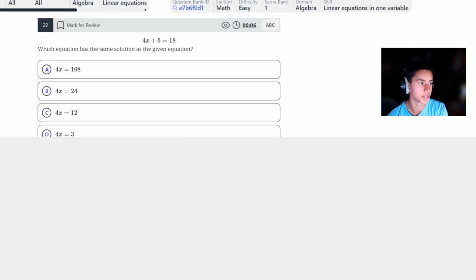Which equation has the same solution as the given equation? Alright, this is just solving for x. Subtract both sides by 6. 4x equals 12. And the answer is C.